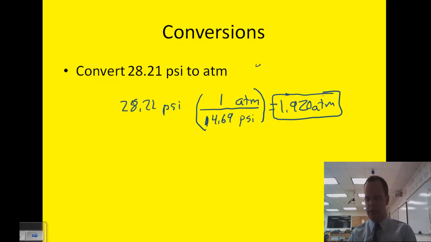So those are basic conversions of pressure. Pressure is force per unit area. And we should also understand the basic working of a barometer.